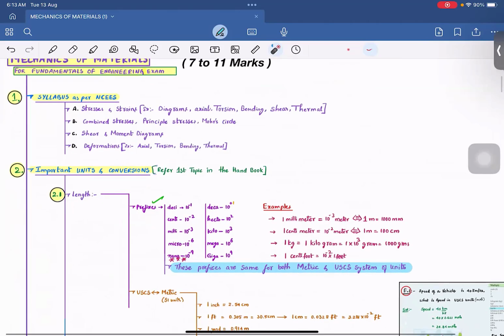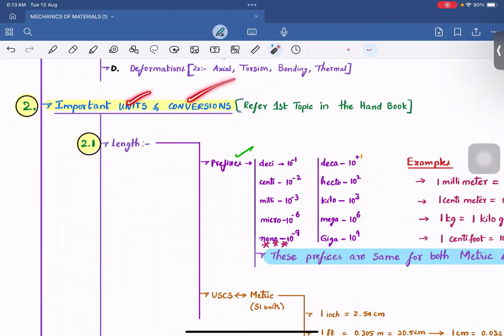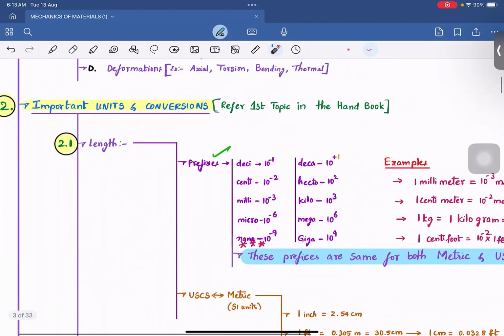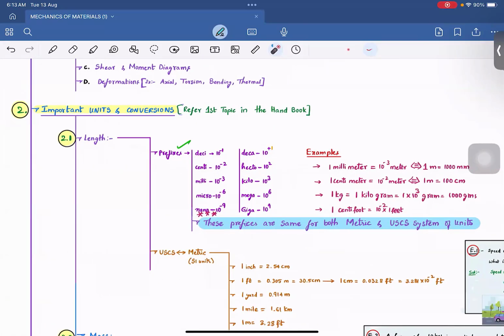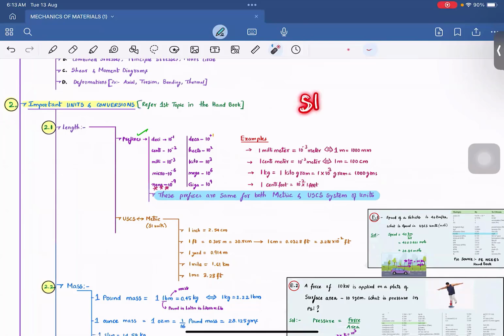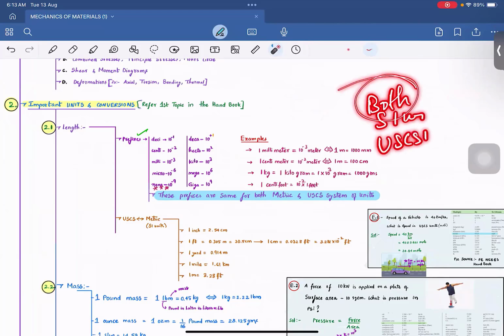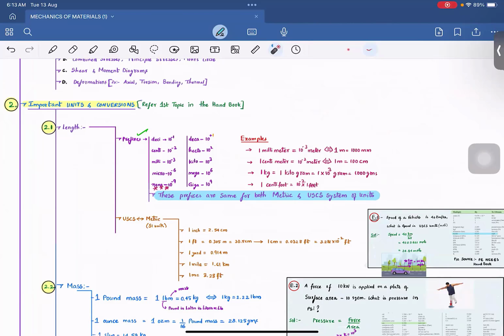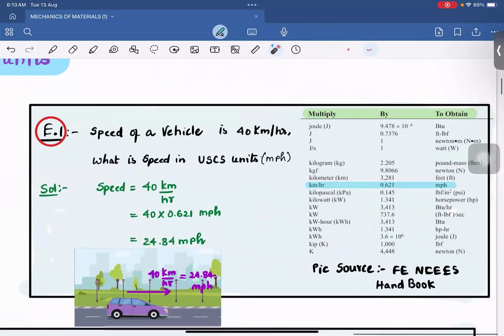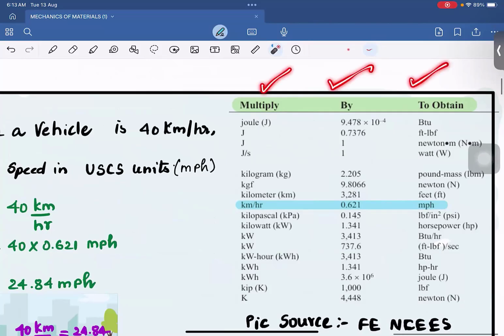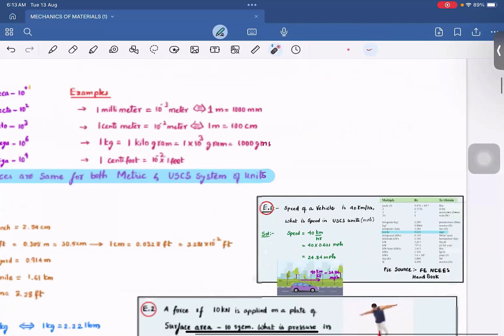Now I'm starting with important units and conversions. As I said, you need not worry about the formulas; you just need to be attentive on units. That's why I'm starting this session with the units. In India, in BTech, some of you might have studied international standards where you use meter, Newton, kgs. But for the FE exam, they can ask both SI units as well as USCS units. That's why you must be aware, and also you need not worry. The FE book has a table where you can use the factors to get the conversions of units.